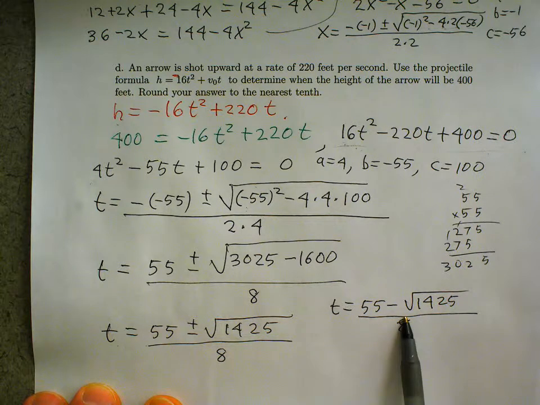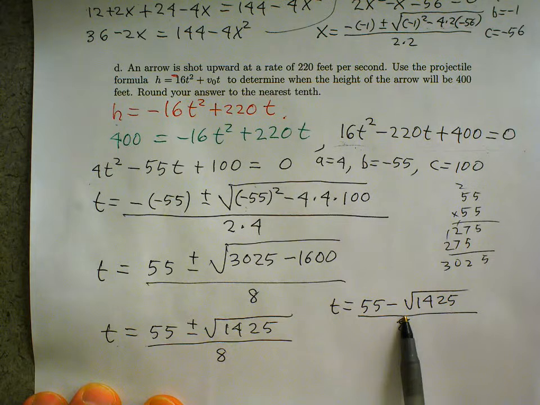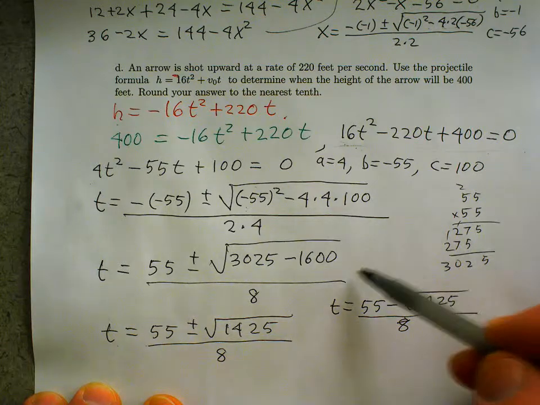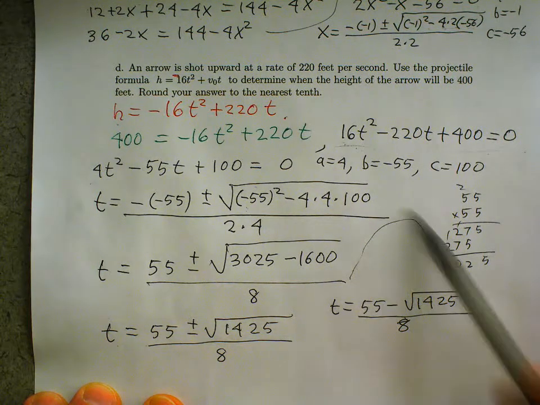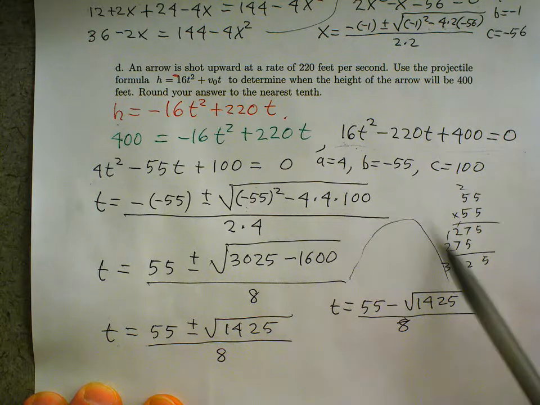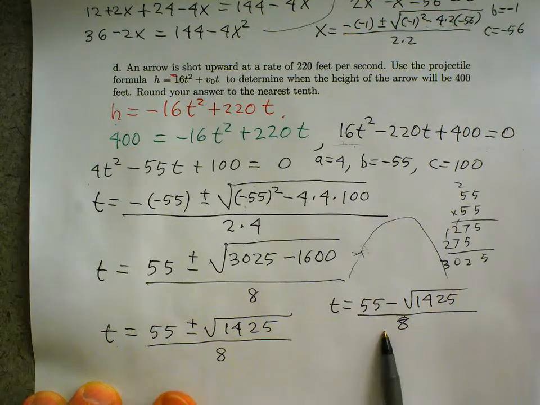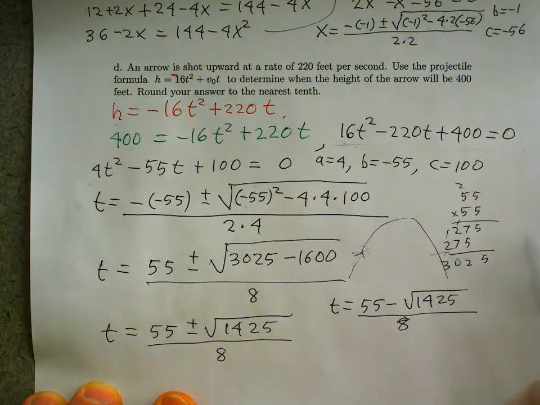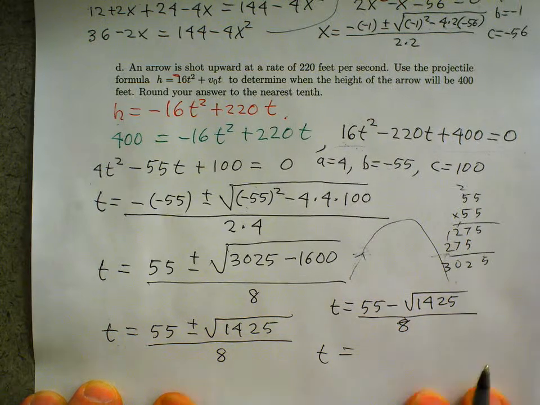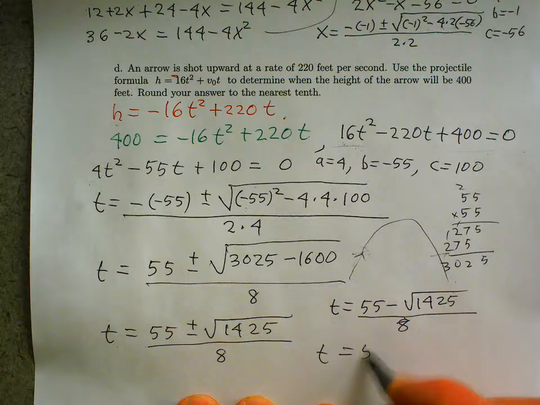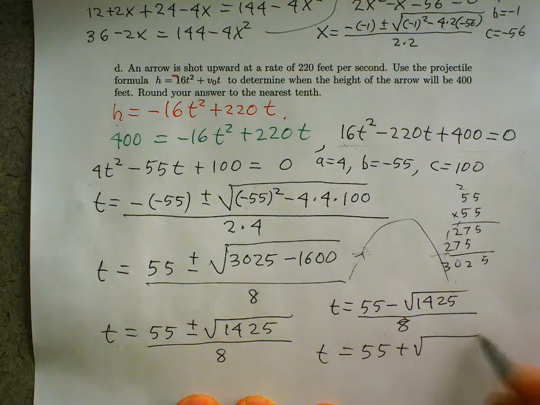This will be the first time that the arrow reaches 400 feet. That's on the way up when it's shot upward. Right, the arrow has sort of a parabolic trajectory. So on the way up, it reaches 400 feet in this many seconds. But then when it comes back down, it's going to be at 400 feet a second time. And that's the other value of t, 55 plus the square root of 1425 over 8.